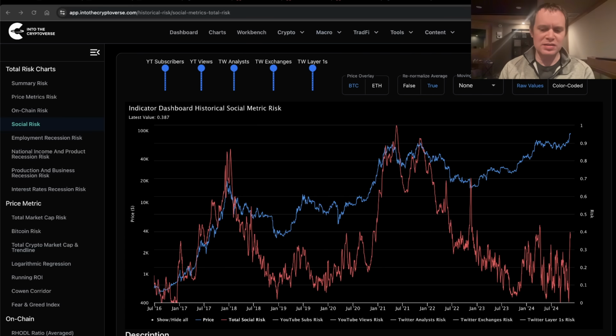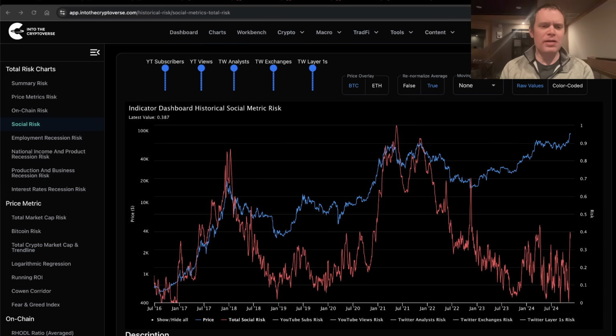The social risk is something that we've been tracking here at Into the Cryptoverse for a number of years. One of the reasons why it can be so interesting is because, first of all, it can help identify market cycle tops, as you can see on the chart. But I think it also is very useful in identifying when everyone's favorite topic, alt season, actually occurs.